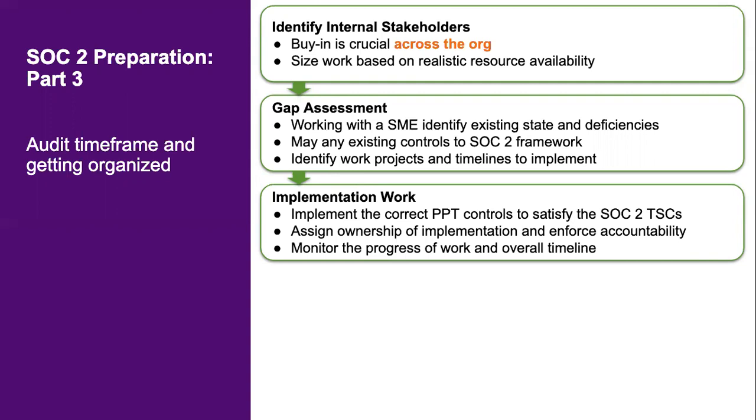Key point here, a key stumbling block or pitfall that I've seen people fall victim to is not assigning ownership and enforcing accountability. Again, this is not a single person, single team effort. This is something that exists across the organization. You need to identify those people who are either accountable or responsible for various pieces of that implementation work. And you need to make sure that you are monitoring the progress of that work and adjusting the overall timeline.